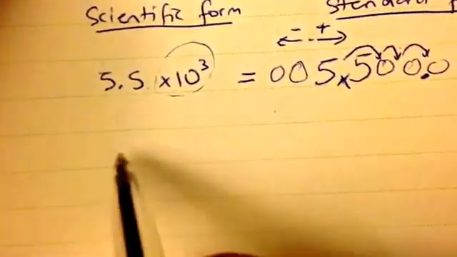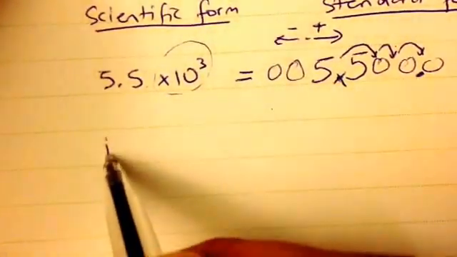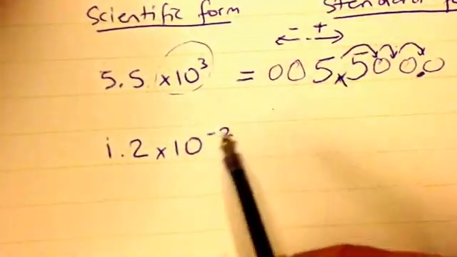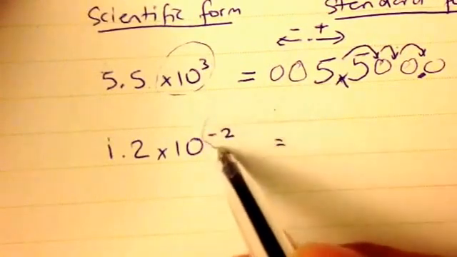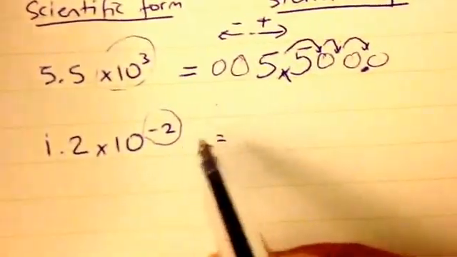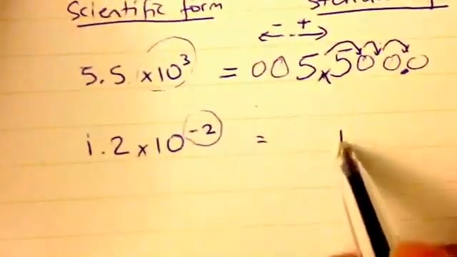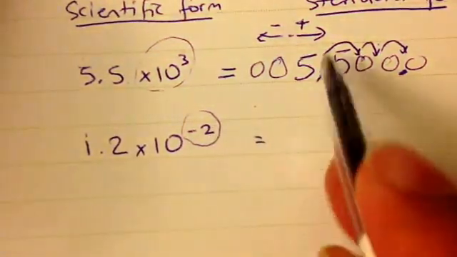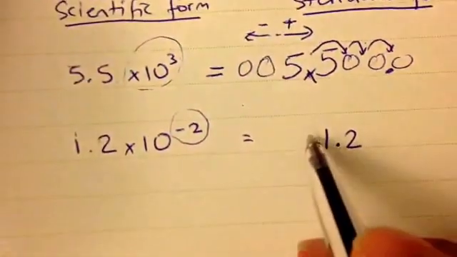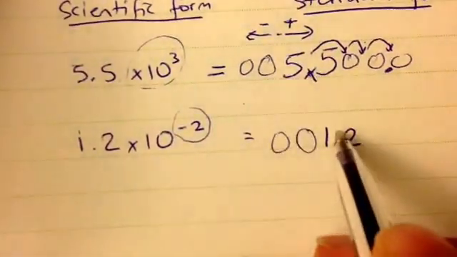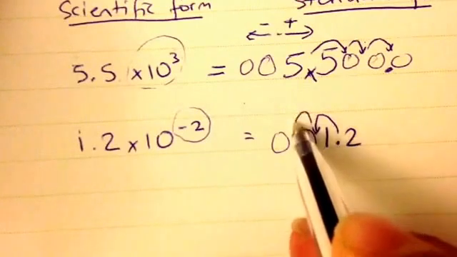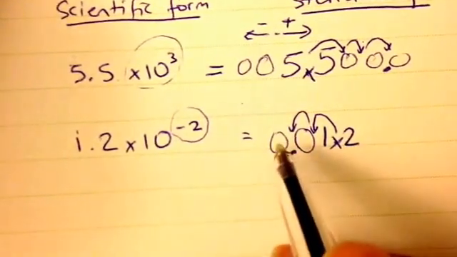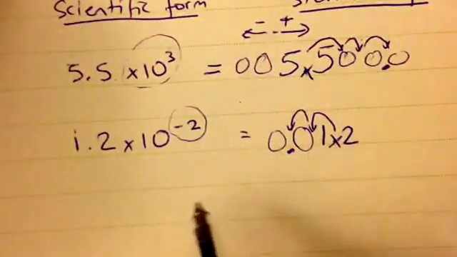The other example that was shown is 1.2 times 10 to the -2. Now you can see here you've got a minus number. So you're going to start again by writing this number here, 1.2, and you're going to move the dot 2 places to the left, because minus means move it to the left. 1, 2, and put the dot there. Your new number, 0.012, is your answer.